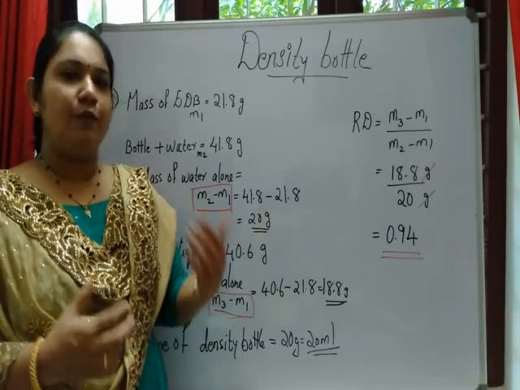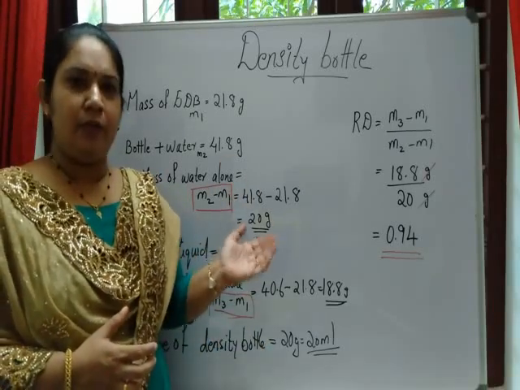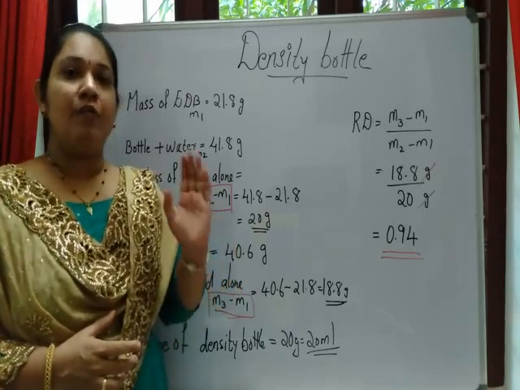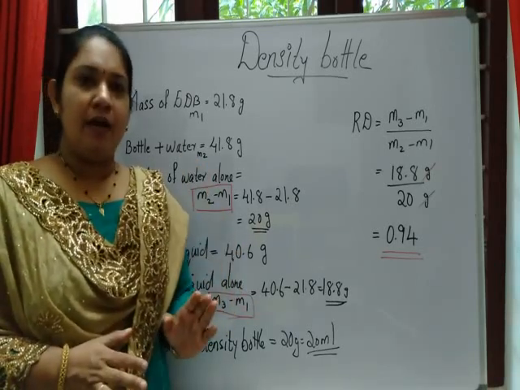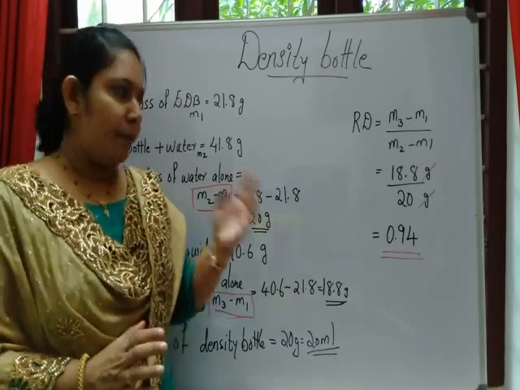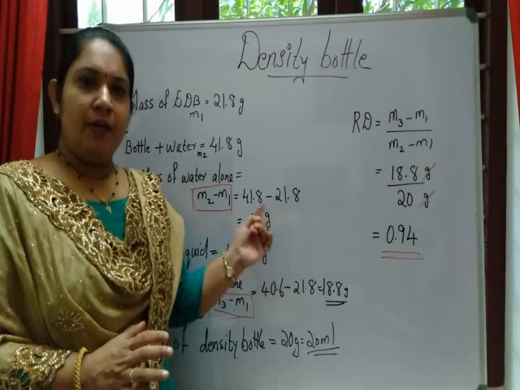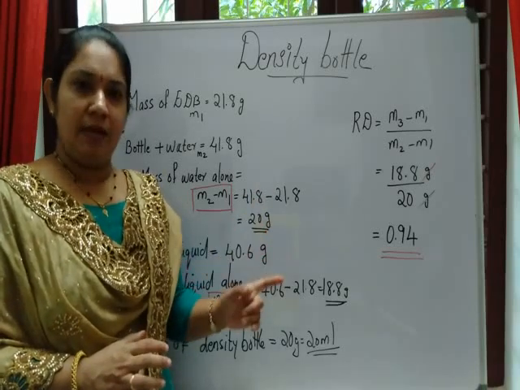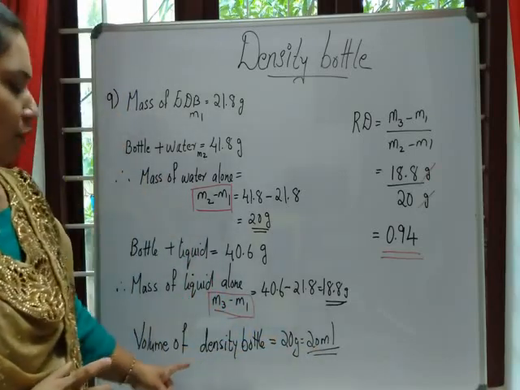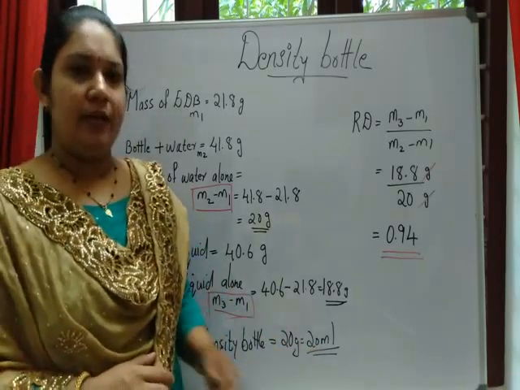Whenever you have any problem related to relative density, if you find the mass of the water, that will be the volume of the density bottle. But mass will be written in gram. You should know 1 gram is 1 ml. So 20 gram is 20 ml. So the volume of the density bottle is 20 ml.